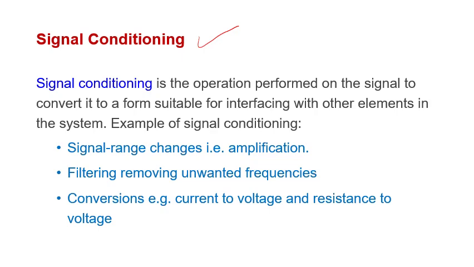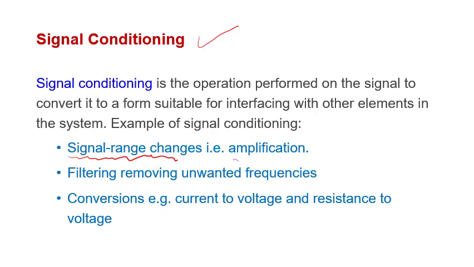Like, for example, if I want to measure the temperature, starting from the temperature measurement until we keep the signal inside the computer, we are going to go through a certain process. What kind of process are we going to deal with, or how are we going to condition the signals? The first thing, we are going to change the signal range. Signal range change means the magnitude of the signal is not high enough to be detected by the following circuit.